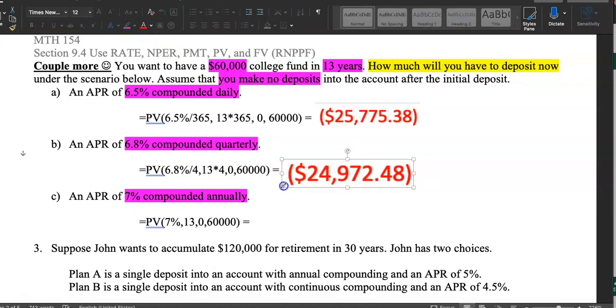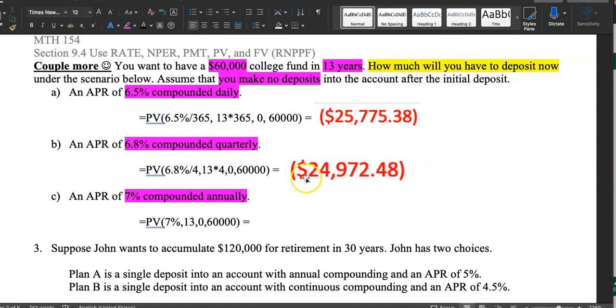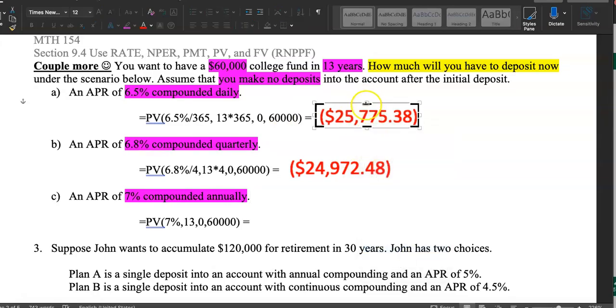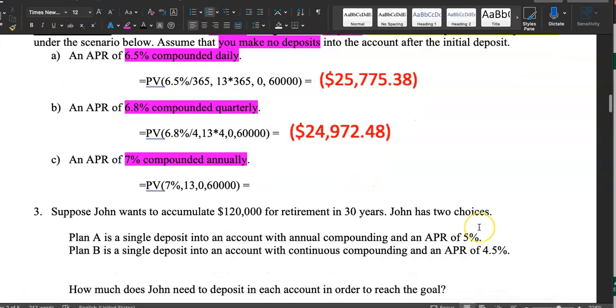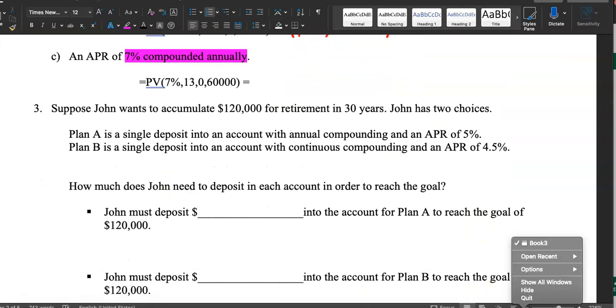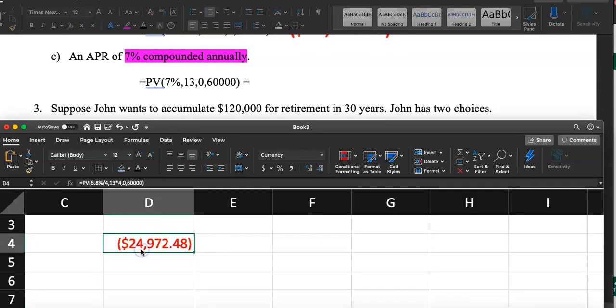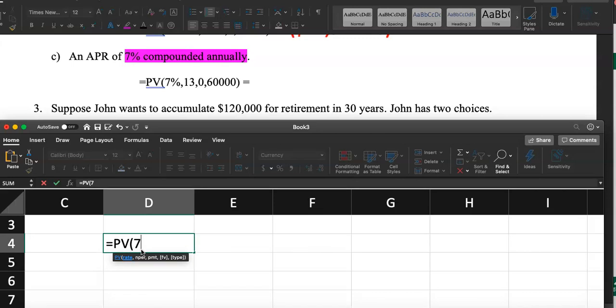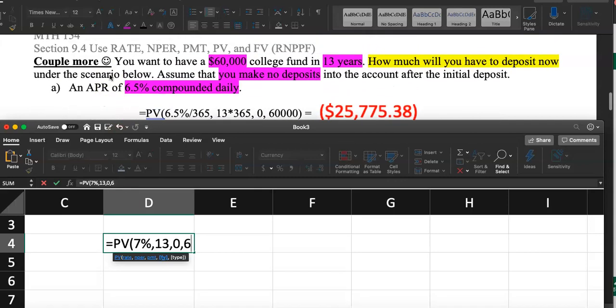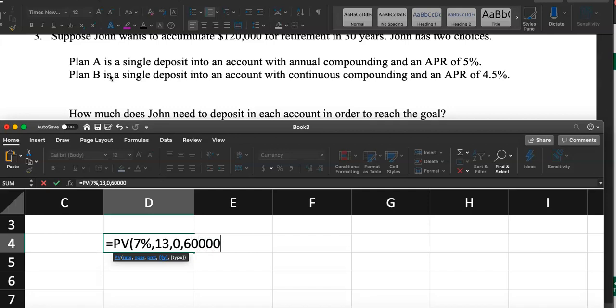If I'm making a financial decision, I want to go with option A, B, or C that tells me the lowest amount of money is required today, because I don't want to put more money in today if they're all going to grow to be the same amount, right? All right, let me go ahead and type this in and get the answer. I'm typing in equals PV, 7%, comma, 13, comma, 0, comma, 60,000. Was it really 60,000? Yes, it was 60,000.